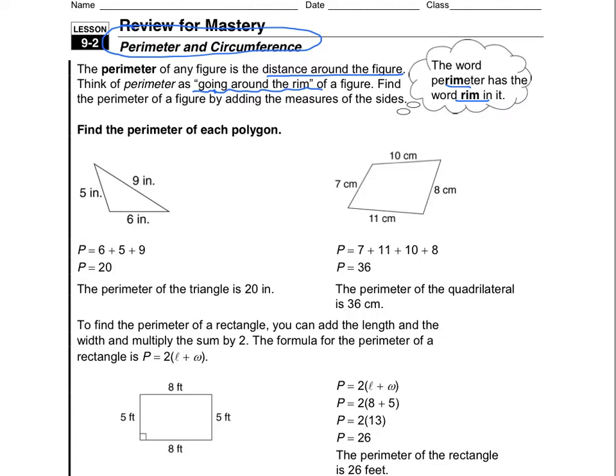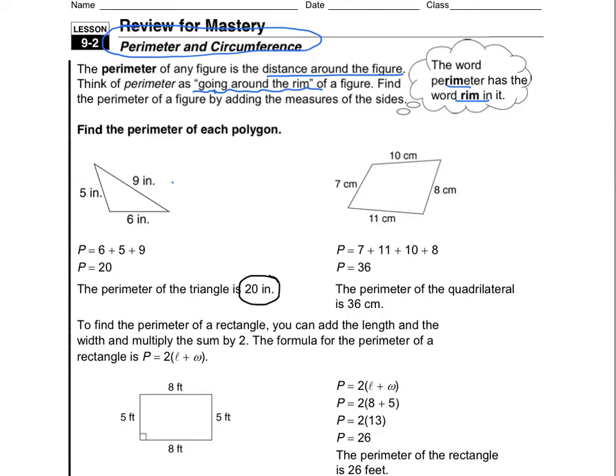This only works for polygons, and polygons are closed figures that have straight edges that do not cross. This is a triangle right here, and we can find the perimeter of it by adding the sides together. 6 plus 5 plus 9 gives me 20, but I can't forget my unit. The perimeter of the triangle is 20 inches.